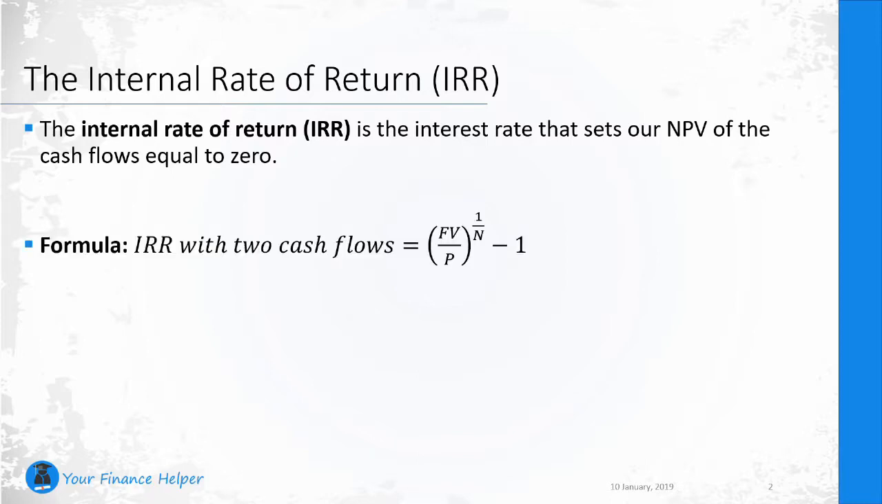So the IRR comes in very different formulas because it depends on the situation you are in. If you have two cash flows, then it's quite simple. You simply have your future value divided by your initial investment, P, to the power of 1 divided by the number of periods, minus 1.